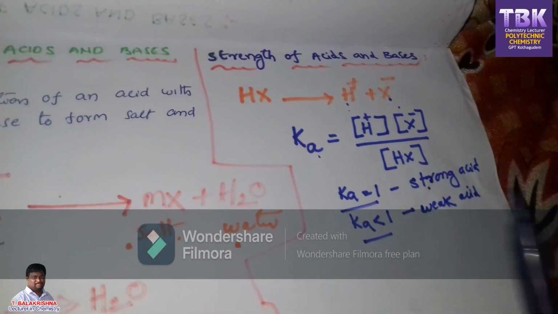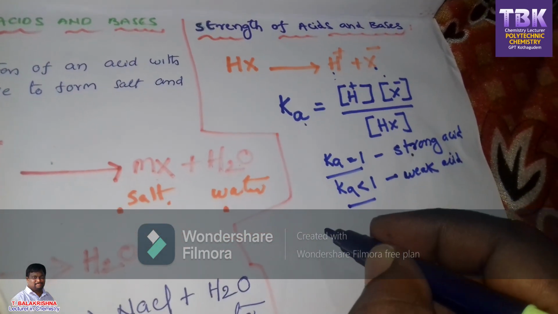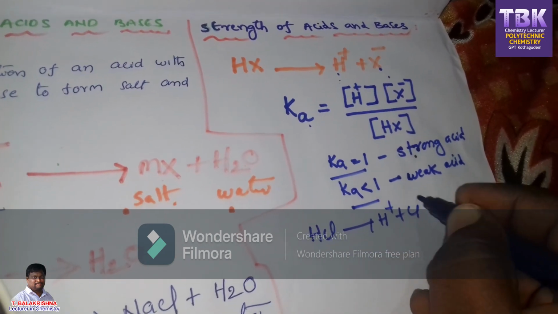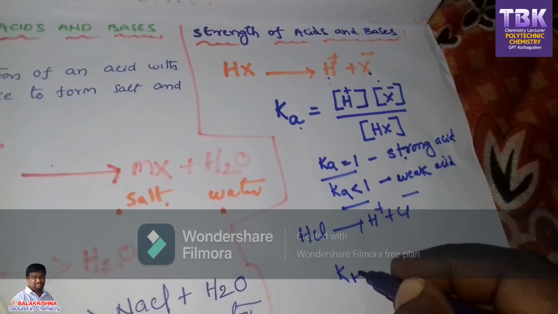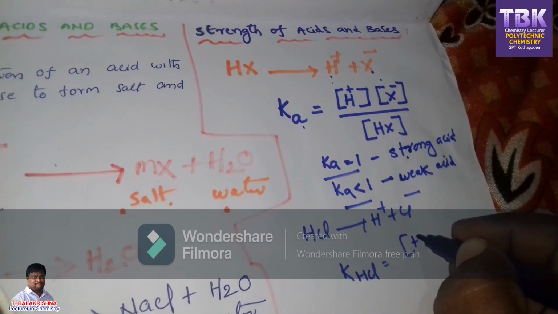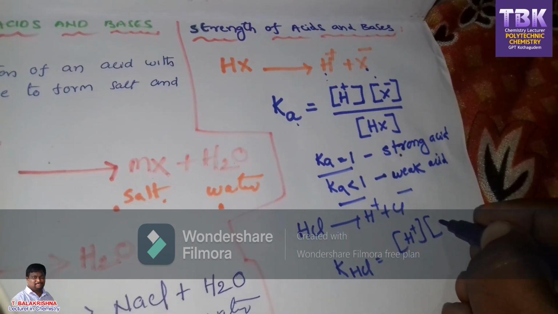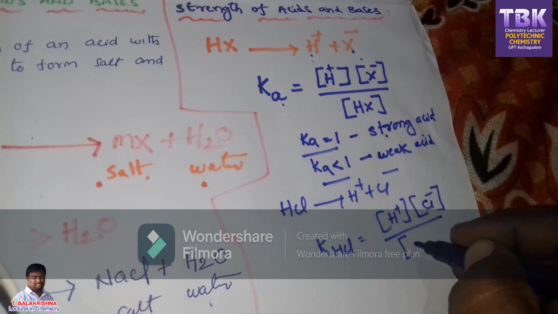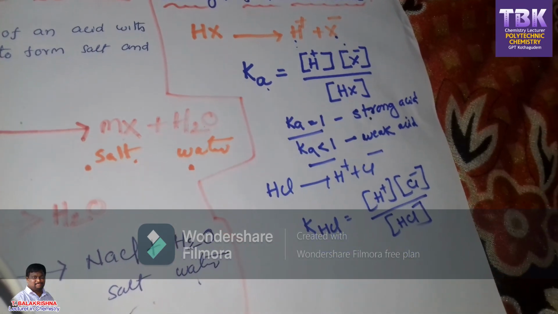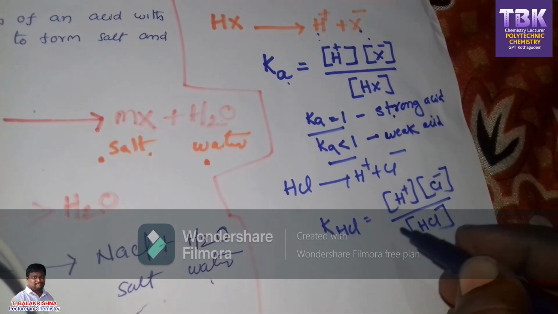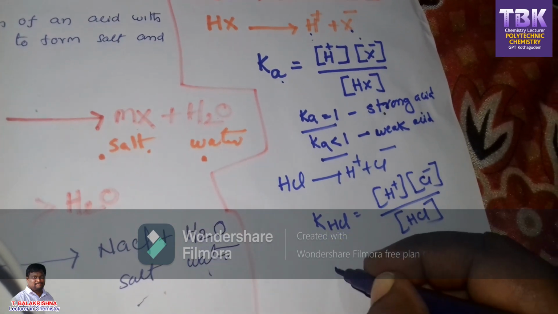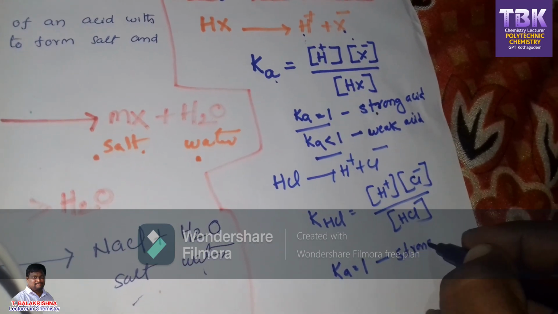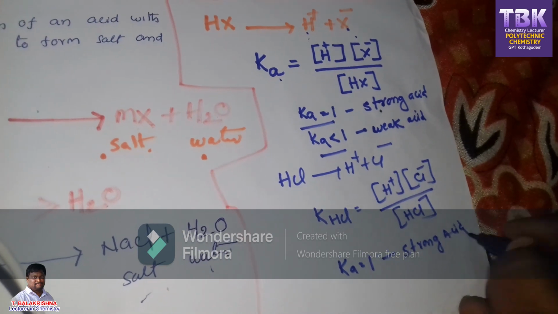So I take a simple example. If you want to find out the strength of HCl, it splits into H plus ion plus Cl minus ion. So Ka of HCl is equal to the concentration of H plus ion and the concentration of Cl minus ion by the concentration of HCl. That is the dissociation constant of hydrochloric acid. This HCl has a Ka value equal to 1. So it is an example for a strong acid. Is it clear?